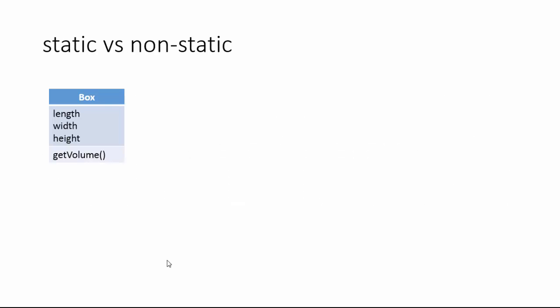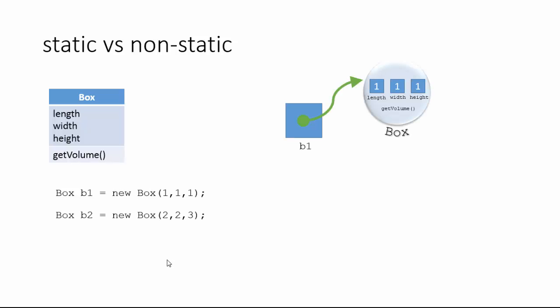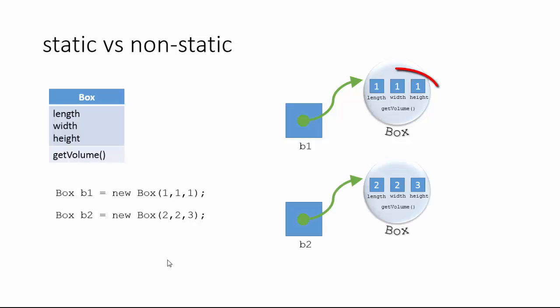When a number of objects are created from the same class blueprint, they each have their own distinct copies of instance variables. In this case, the Box class, the instance variables are length, width, and height. Each Box object has its own values for these variables stored in different memory locations. This statement creates a Box object with 1 by 1 by 1 dimensions. This statement creates a 2 by 2 by 3 box. Each Box object contains its own copy of the non-static instance variables and non-static methods.